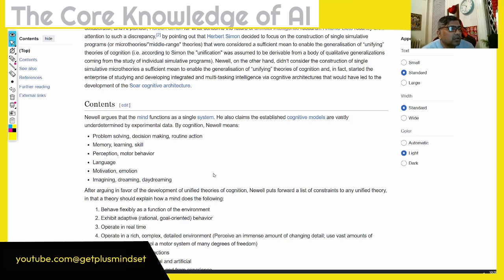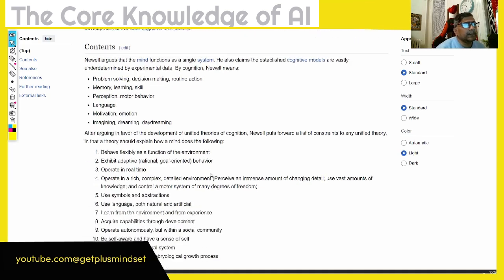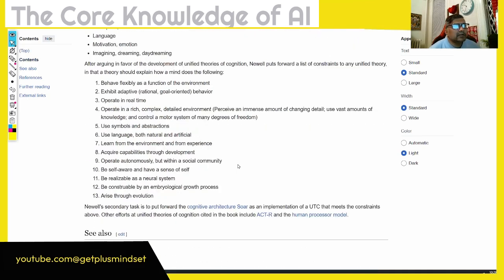So after arguing in favor of the development of unified theories of cognition, Newell puts forward a list of constraints to any unified theory, and that is a theory should explain how a mind does the following. So understanding your own mind's activity may be helpful to understand AI in a better way.